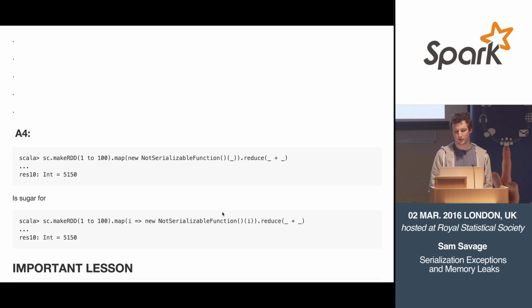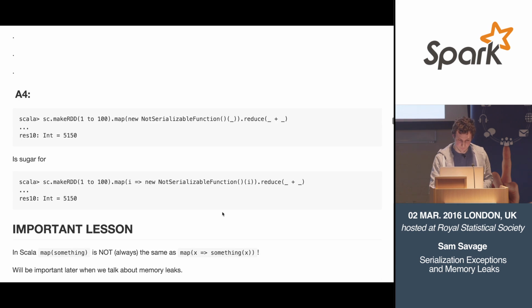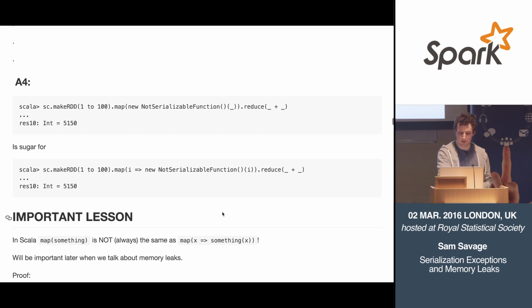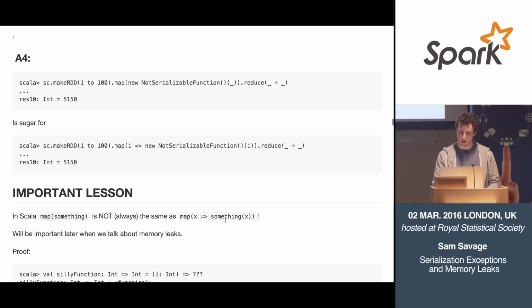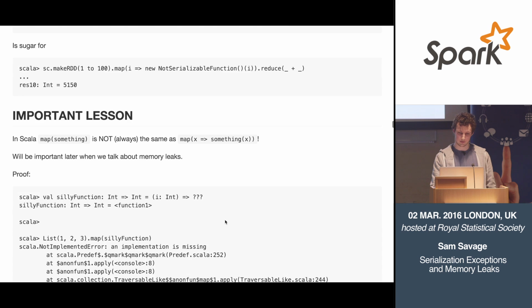So why doesn't this cause a serialization exception when the previous one did? Because we're creating an anonymous function, and an anonymous function by default in Scala will give you a serializable anonymous function. So the important lesson here is, map something is not always the same as map x to something x, okay? You think it should be, but it's not in all contexts, particularly in Spark.